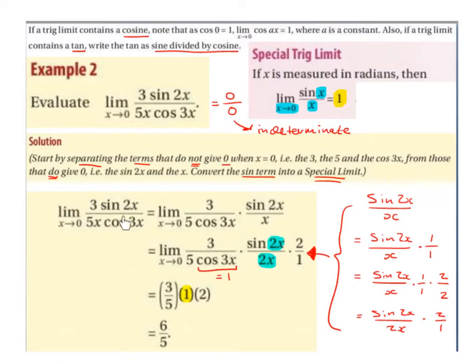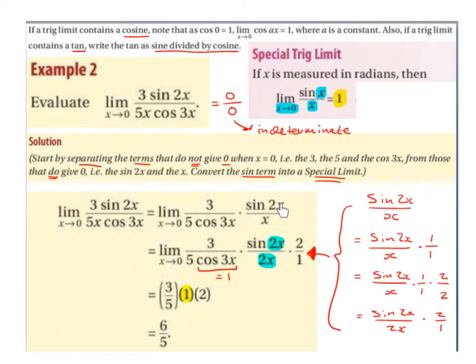And then we're breaking up the denominator. So we're going to take out the 5 and the cos 3x, so that's going to be the denominator of one of our fractions. And then that other x will be the denominator of our second fraction. And multiplying it back, 5 cos 3x times x gives us 5x cos 3x, so it works out. So now that we have separated these two fractions, what we want is to rewrite sine 2x over x in this format so that we can use our special trig limit.